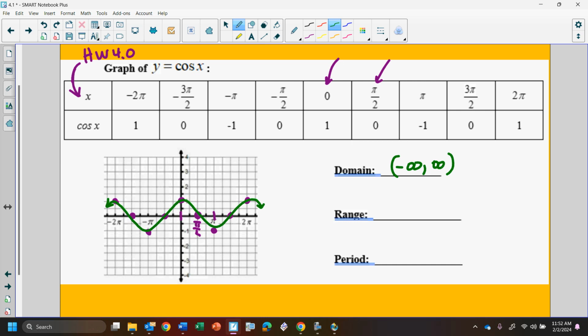What's the range? Beautiful. Square brackets because it hits and includes those points. Small number to big number. Gorgeous. Will that range always be the same for every cosine graph? Why not?